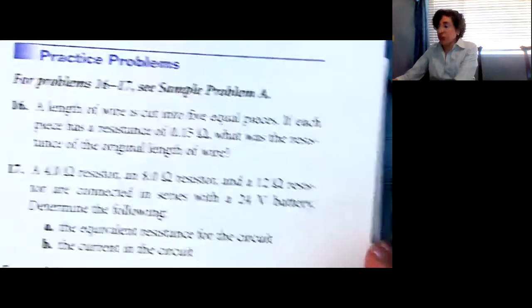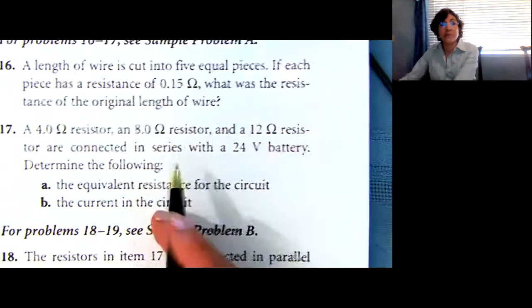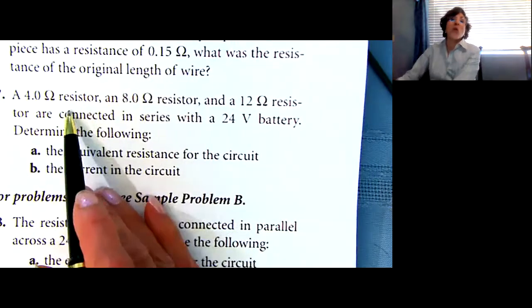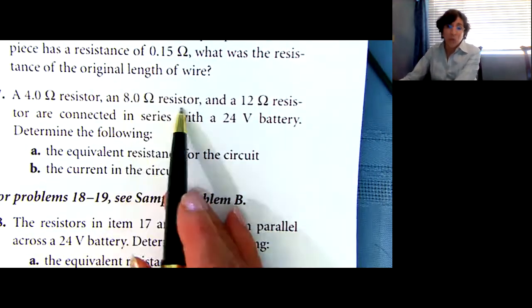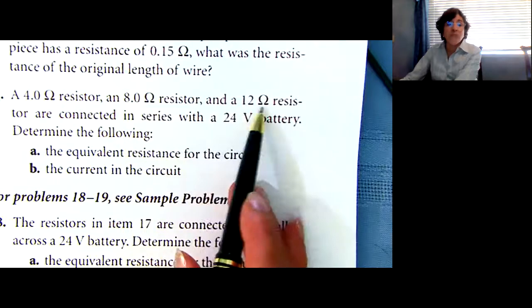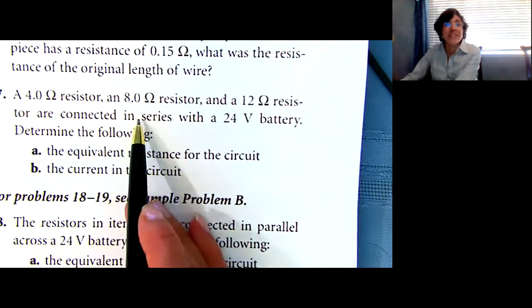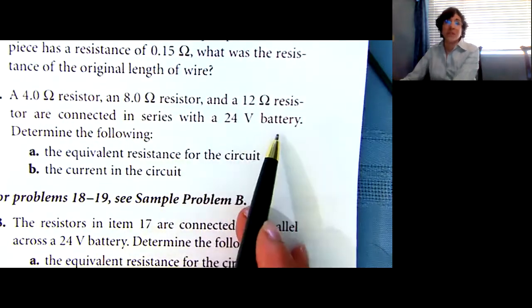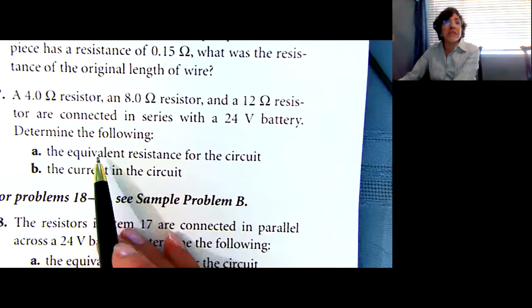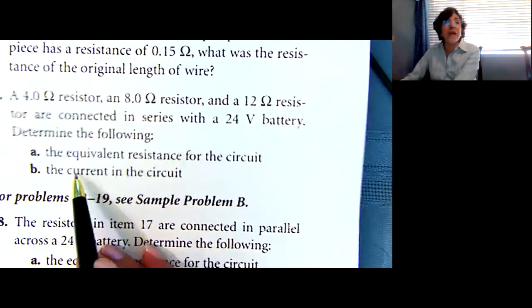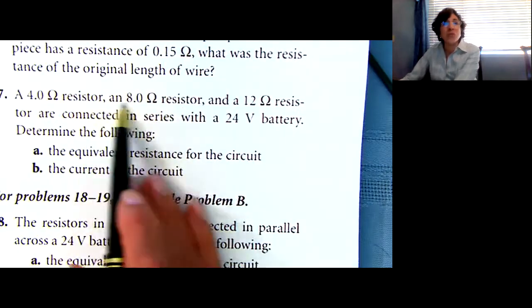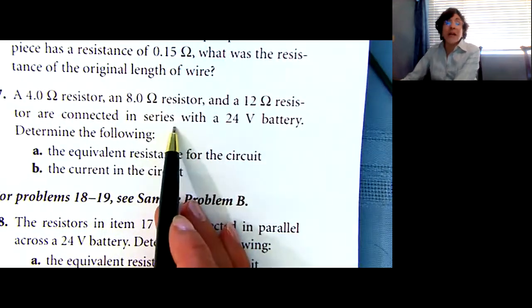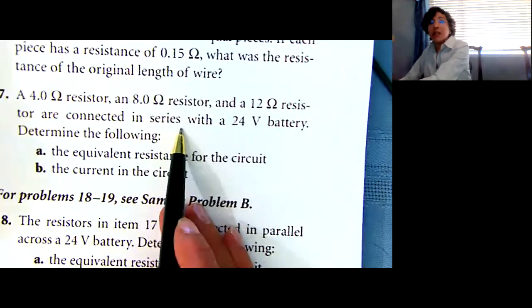All right, let's go to the next one. Now we have some more fun here. If you have a 4 ohm resistor and an 8 ohm resistor and a 12 ohm resistor that are connected in series with a 24 volt battery, then determine the equivalent resistance for the circuit and the current. Now, I already told you these are in series. I believe it's easier to visualize it, so I drew it out. So here's what I came up with.